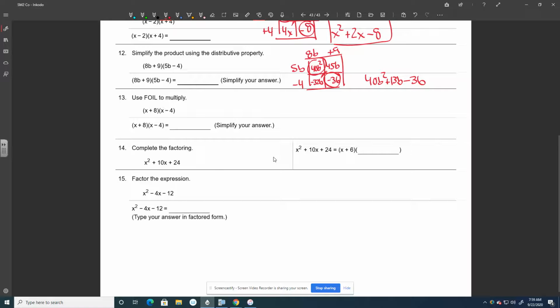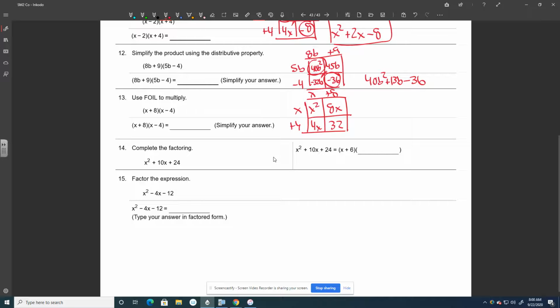Sorry about them again. All right, so using FOIL another time, a parenthesis times a parenthesis, I make a box, and I put x plus 8 across the top, x plus 4 down the side. These two multiply to be x squared. This box is x times 8, which is 8x. This box is 4 times x, which is 4x. This box is 4 times 8, which is 32.